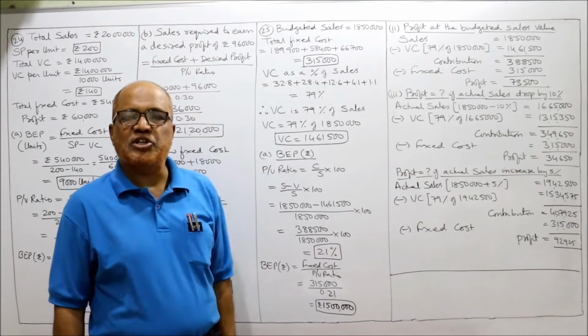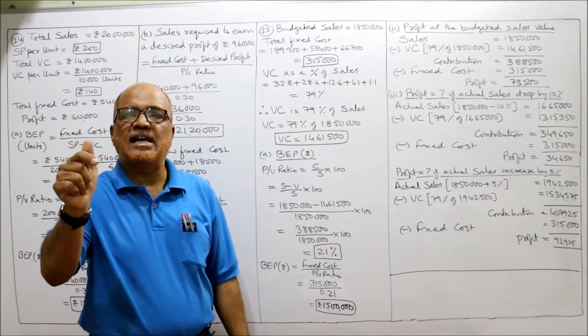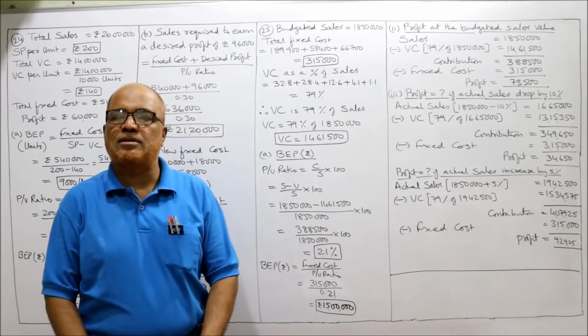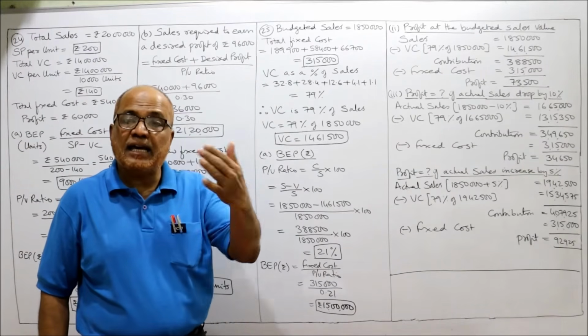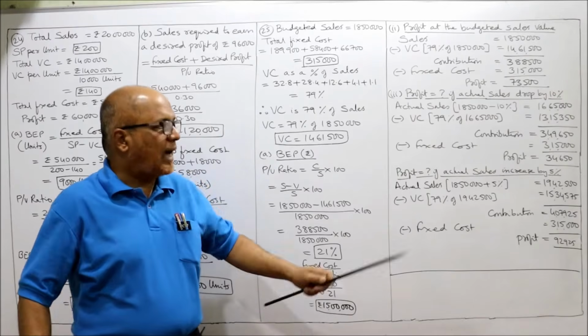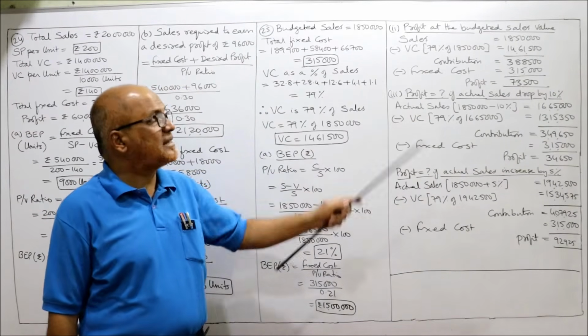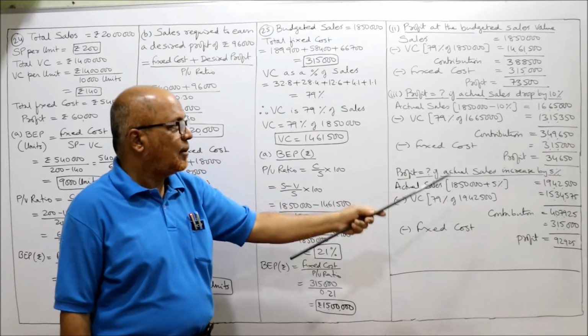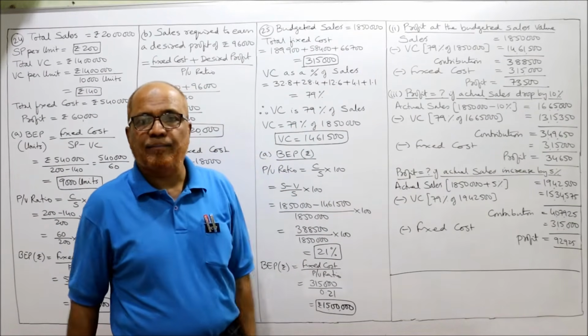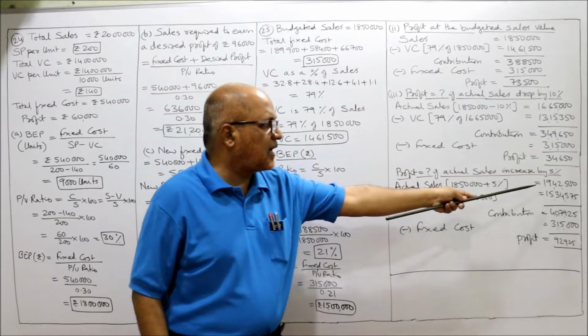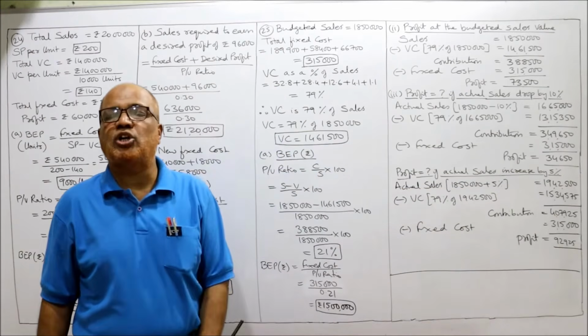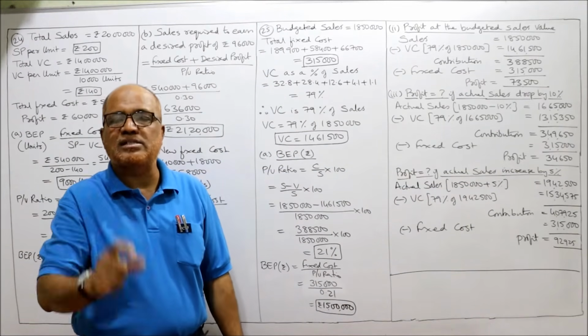Now, last bit. Profit is equal to how much if sales increase by 5%. If sales increase by 5%. So actual sales 18,50,000 plus 5%. The present budgeted sales 18,50,000. 5% increase कर देंगे. After increasing 5%, we are getting 19,42,500. These are the new actual sales.